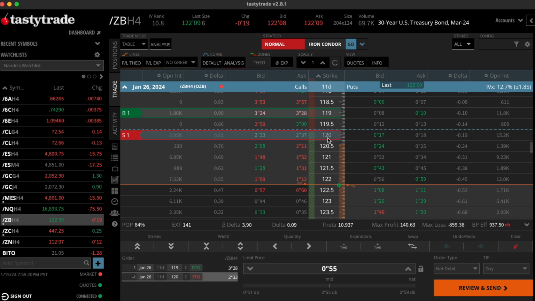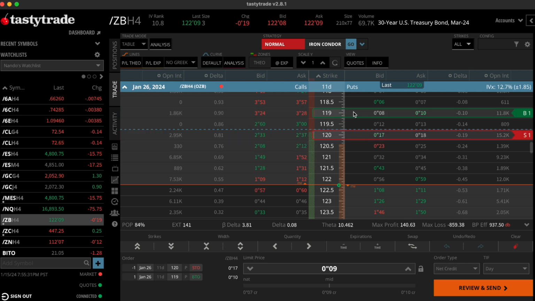All right. Now here's one thing to note right away. If we go to the extrinsic section here, notice it has positive 141. I'm going to queue up the put spread again. We're selling this put spread, which is bullish. The extrinsic is 141. So that is what this setup is looking to collect in time premium, time decay.